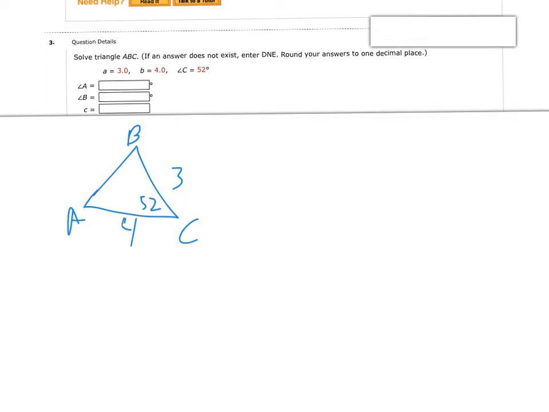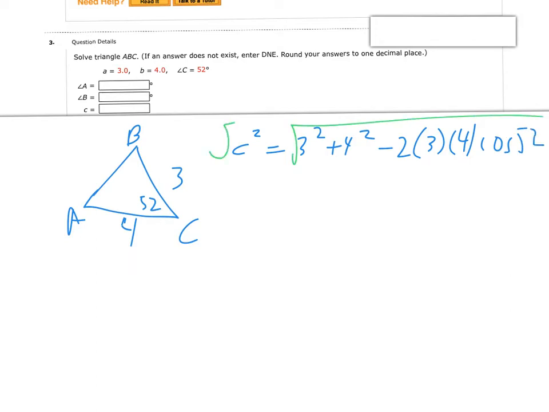So I'm going to say, we'll call this little c squared equals 3 squared plus 4 squared minus 2 times 3 times 4 times cosine of 52. And in this case, when we're looking for the side, it's just easy to type it in the calculator in one step. Minus 2 times 3 times 4 times cosine of 52. And so c is 3 point, one decimal place here, so I'll say that's 3.2.